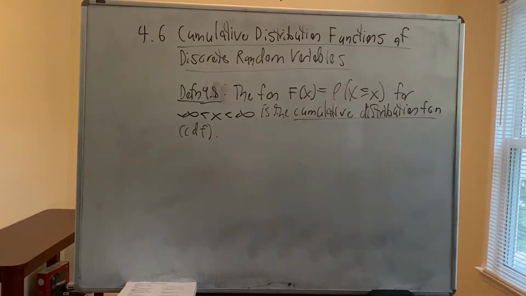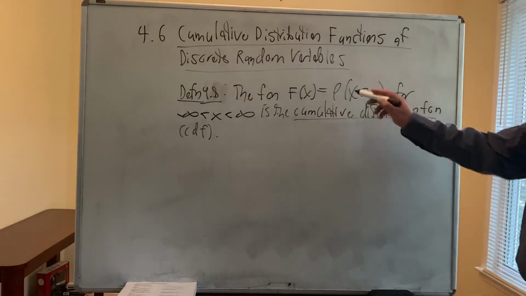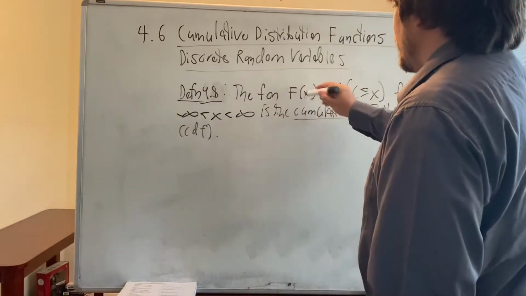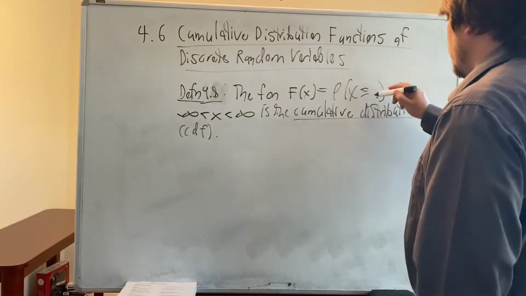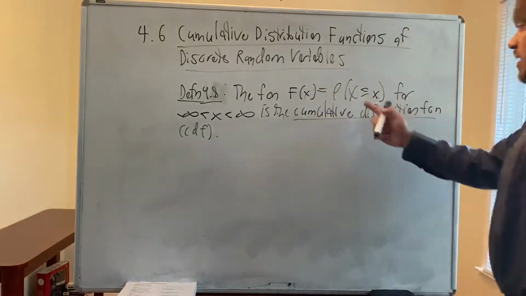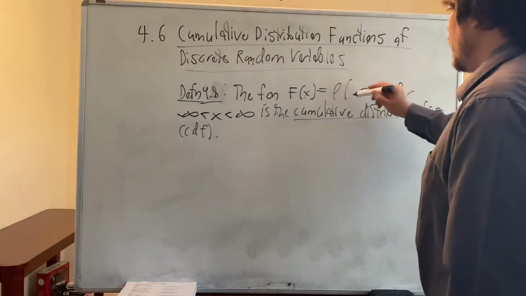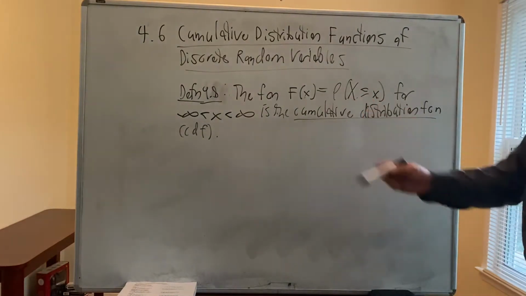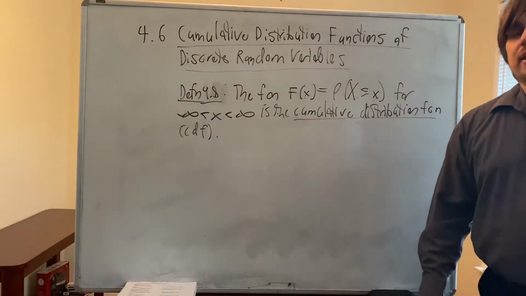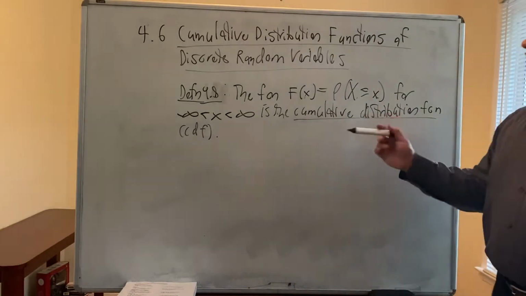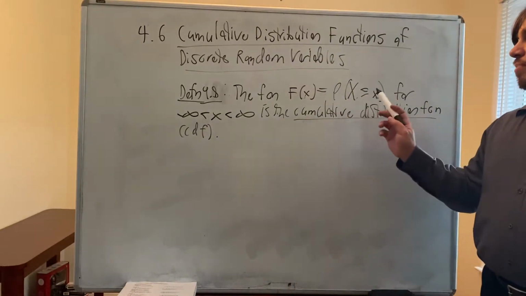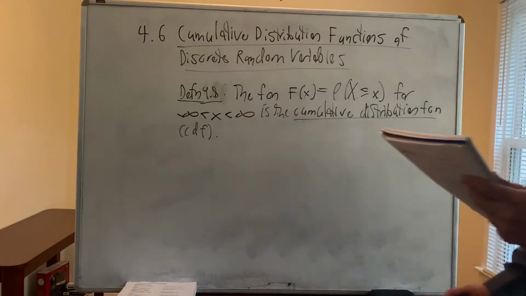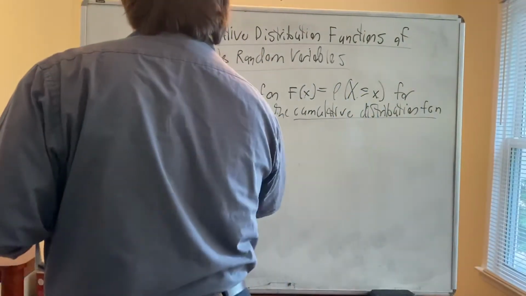Capital F of little x is equal to the probability that capital X is less than or equal to little x. So just to emphasize, this is little x and this is little x. That's different than this one. This is capital X, the discrete random variable. And capital F of little x is the probability that your discrete random variable is at most the value of little x. Okay, so let's look at an example.